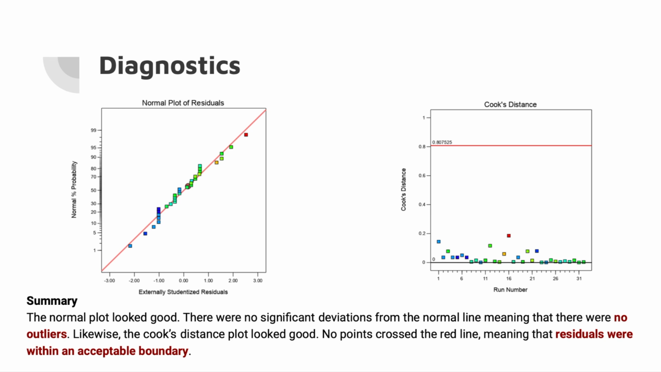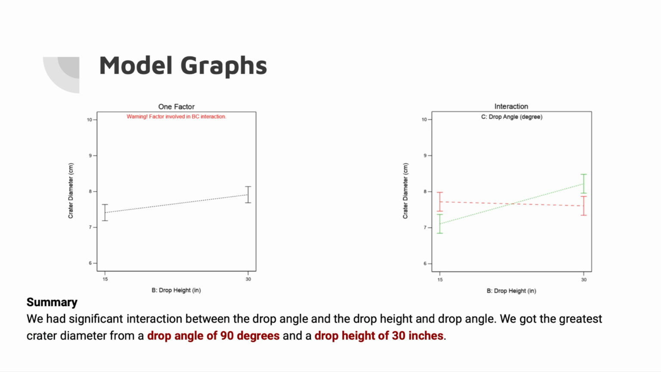With the normal plot of residuals, it looks like it does pass the fat pencil test. And with the Cook's distance graph, there are no data points that exceed the red horizontal line. So they both together show that our data is normal. We got our greatest crater diameter from a drop height of 30 inches and a drop angle of 90 degrees.